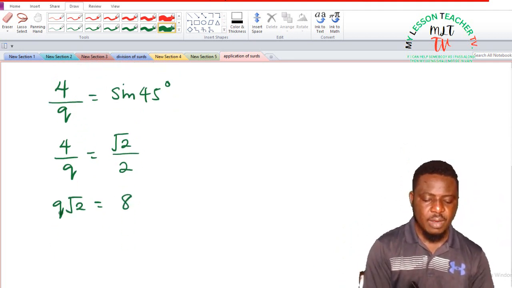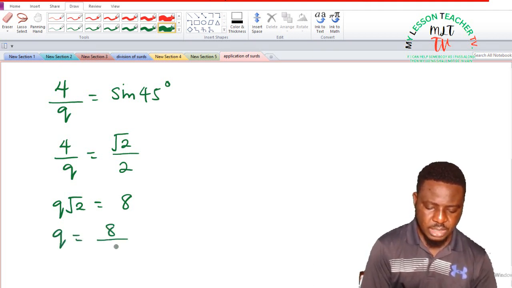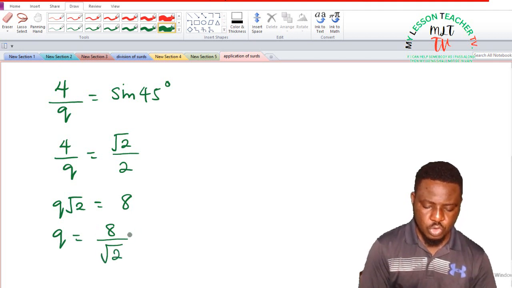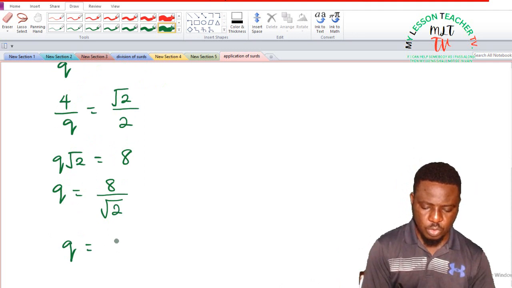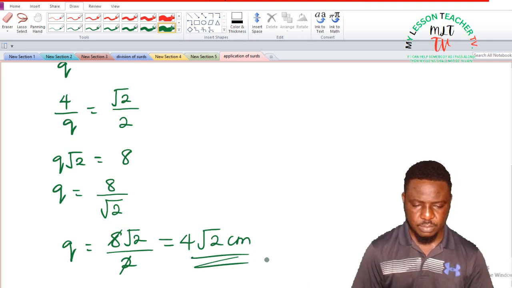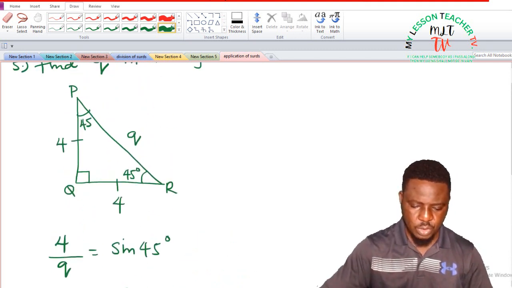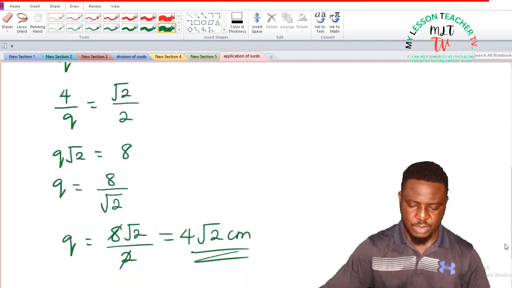And dividing both sides by root 2, you have q to be equal to 8 divided by root 2. So we then rationalize the denominator, and this becomes q is equal to 8 root 2 divided by 2, which is said to be 4 root 2 centimeters. So that means our q is said to be 4 root 2 centimeters.